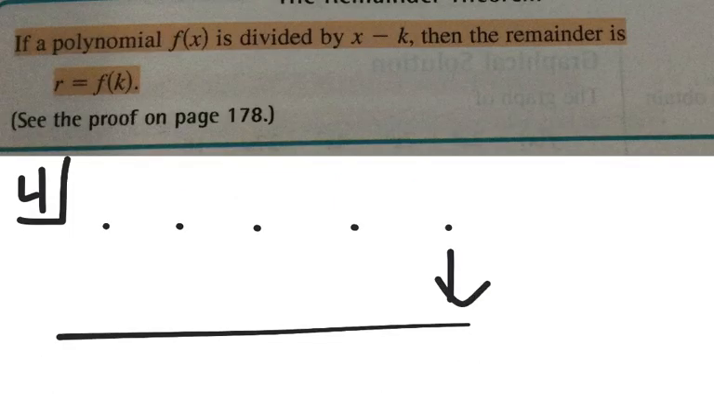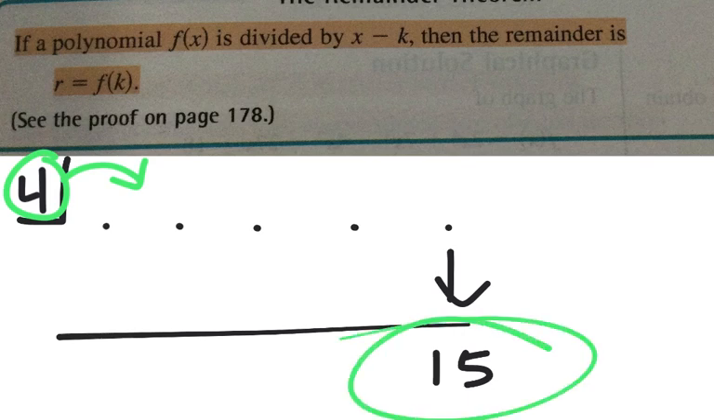We find that the remainder is 15. Then what they're saying is, if I plugged 4 into the function, I would get 15 out. Whatever the remainder is, it's the same thing you would get if you plug that number in. That is the remainder theorem.